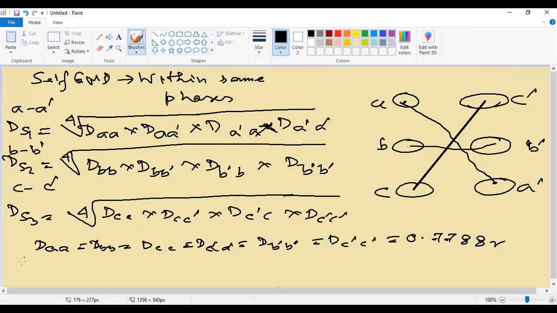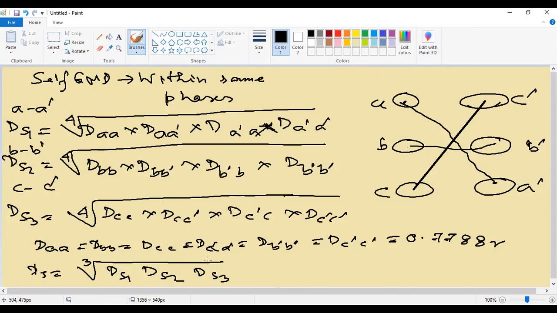Now the equivalent part, that is the DS, the equivalent self-GMD of this. There are 3 self-GMDs, so we'll write the cube root of 3. If there are 4, then we'll write 4th root. So this will be DS1 into DS2 into DS3. Is it clear? Calculation of the self-GMD part?